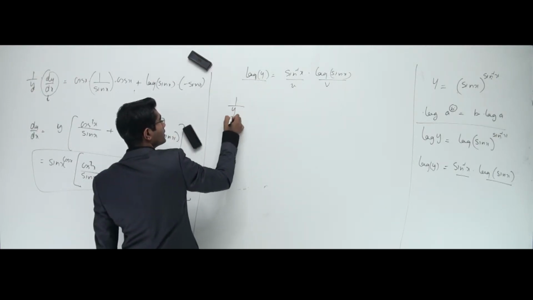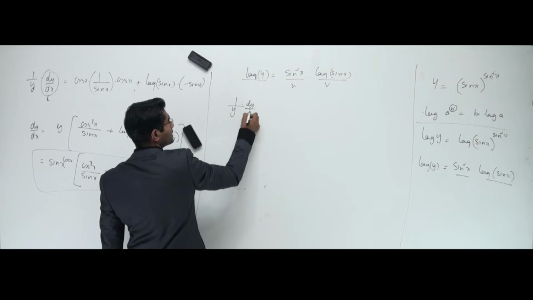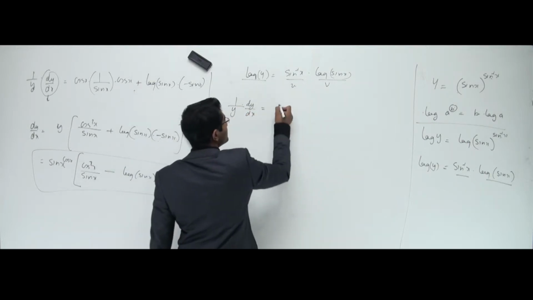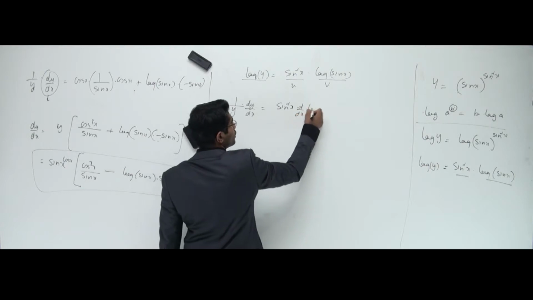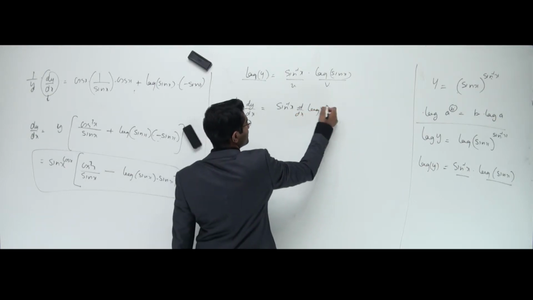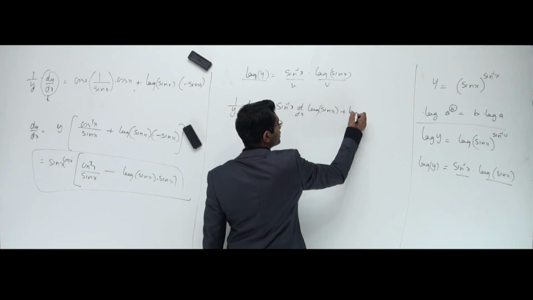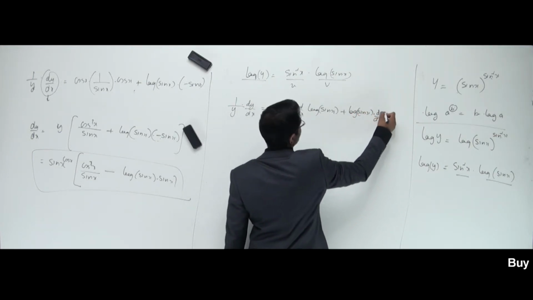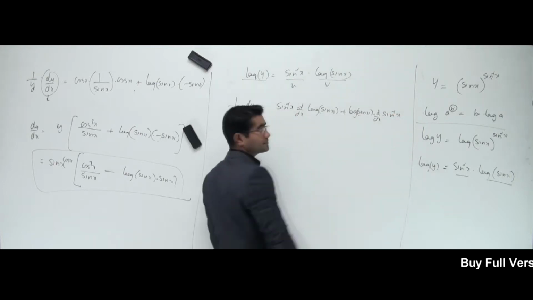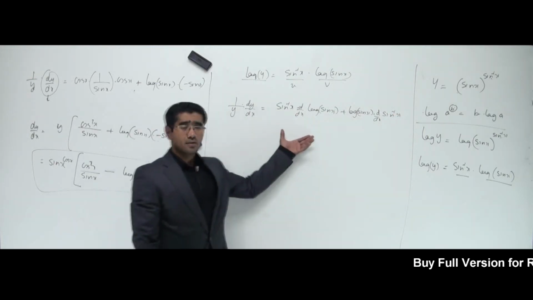1 by y into dy by dx. That's how it works. And this is the product rule: keep sine inverse of x, differentiate log sine x, plus log sine x into d by dx of sine inverse of x, and that's it. So this is the basic product rule I'm using.